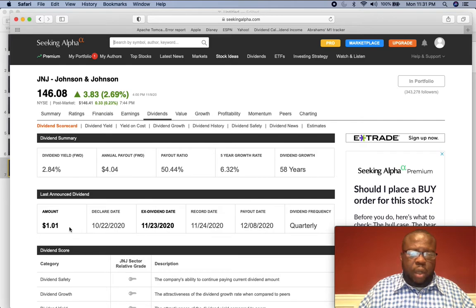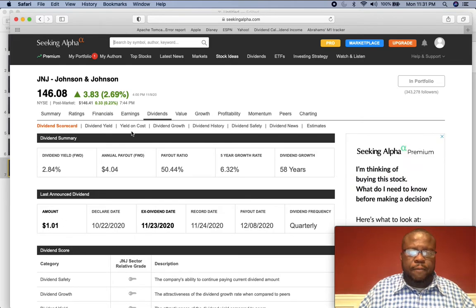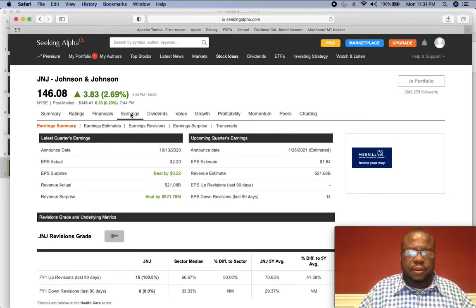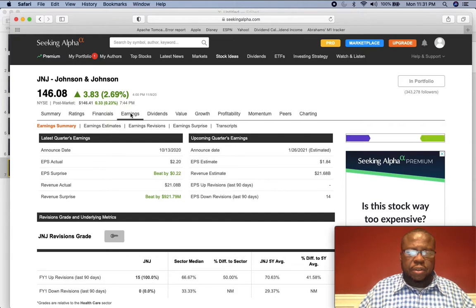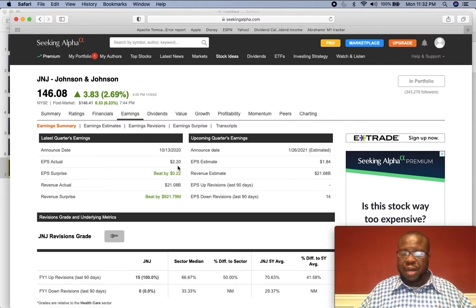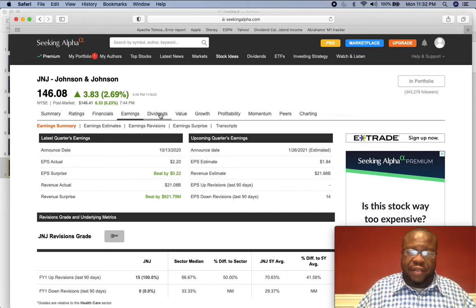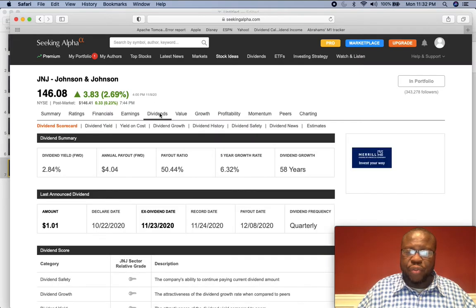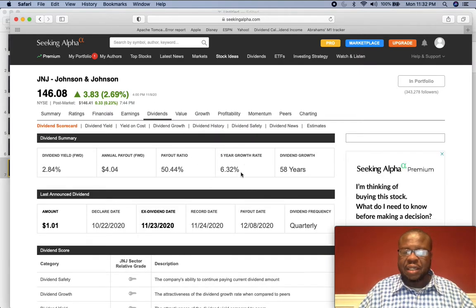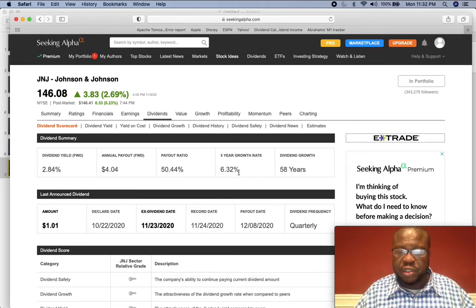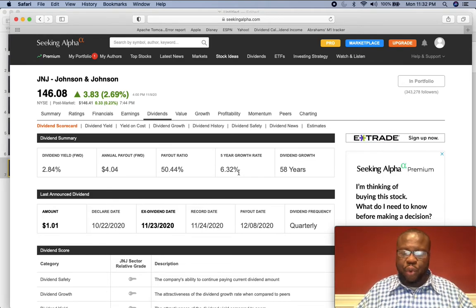So $1.01 they're paying per quarter. Let's look at the earnings. So the last actual earnings per share was $2.20, and with it they're paying about $1. So you see how comforting that makes you feel, because if the payout ratio is so low, they're able to grow that dividend, right? 6.3%, 5-year growth rate. They're able to grow that dividend.